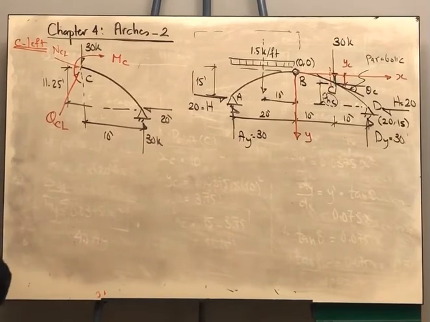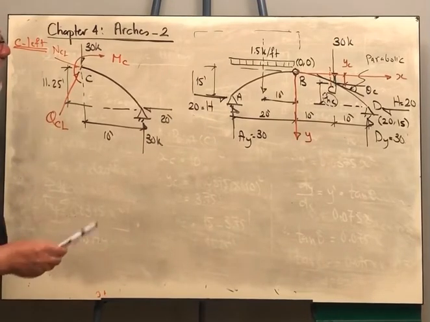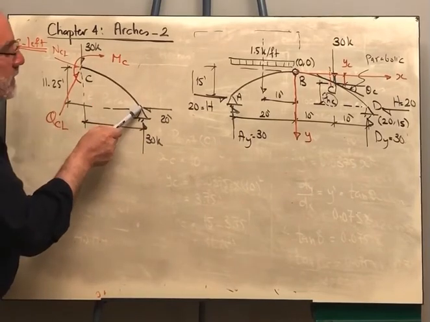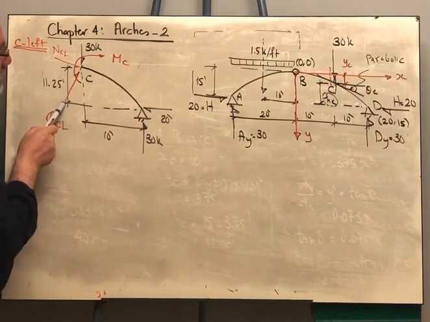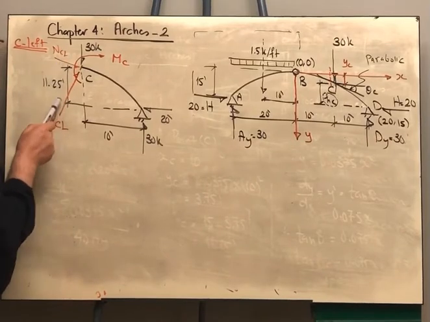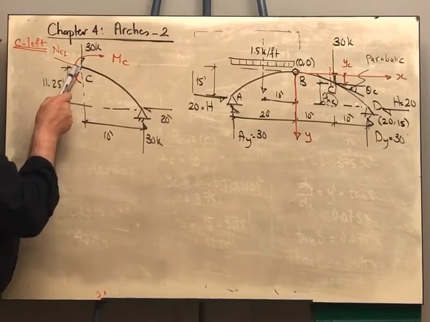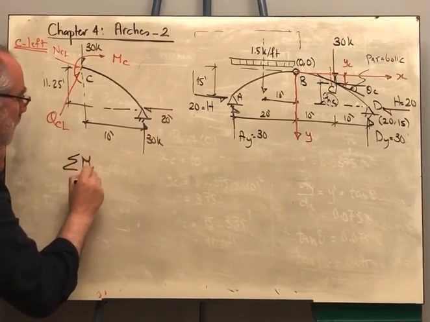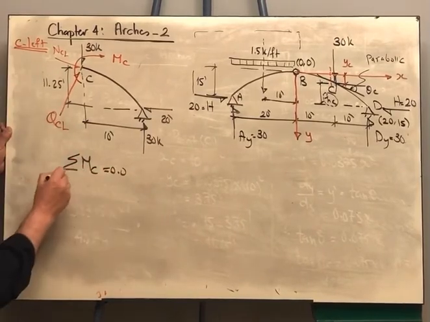Let me start with the moment. How can we get the moment? We can take moment anywhere, but if we took moment here, the normal and the shear will be included. I want to cancel out their effect, so I will take moments about point C. So sigma MC is equal to 0.